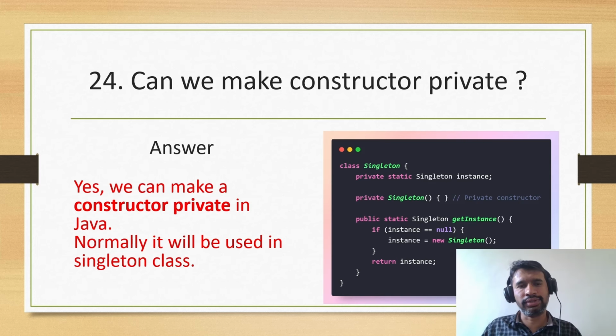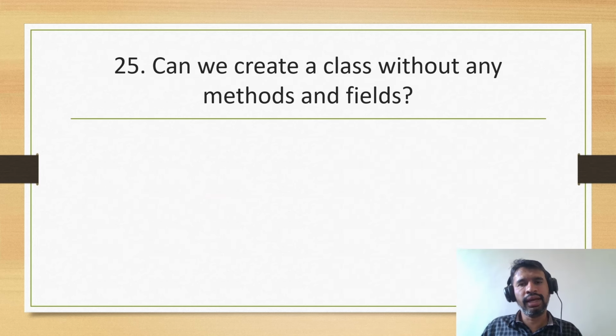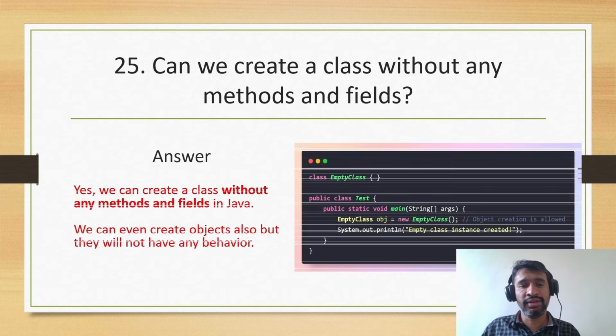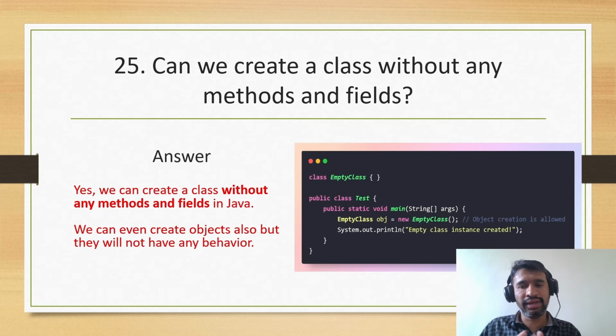So let's move on to the next question. Can we create a class without any methods and fields? This is a good question. So yes, we can create an empty class without any methods or any fields, but it should contain a main method at least. Because without a main method, you can't use that class. As we discussed a little earlier, main is compulsory after Java 7, so that using that you can create the object.